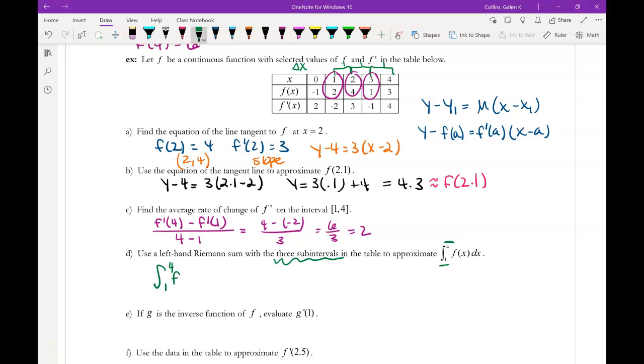Okay, so for our left-hand Riemann sum, the integral from 1 to 4 of f of x, don't forget dx. It's not ornamental. It is, in fact, our differential. That's going to be approximately equal to f of 1 times our delta x of 1 plus f of 2 times our delta x of 2 plus f of 3 times our delta x of 3, which is just 1.